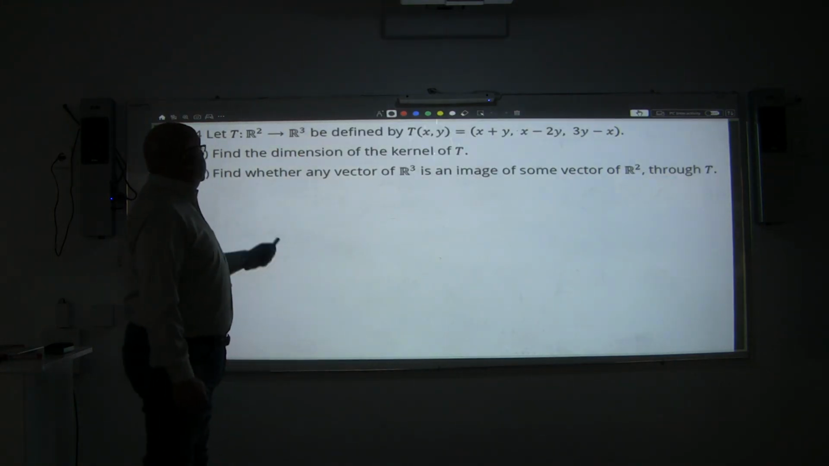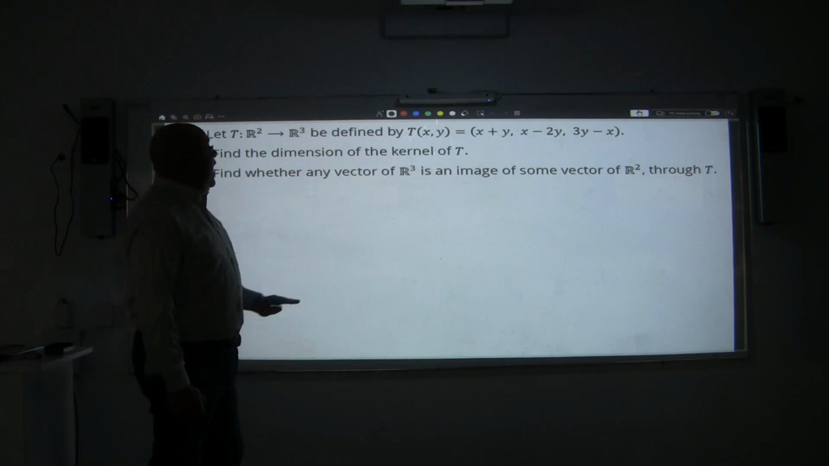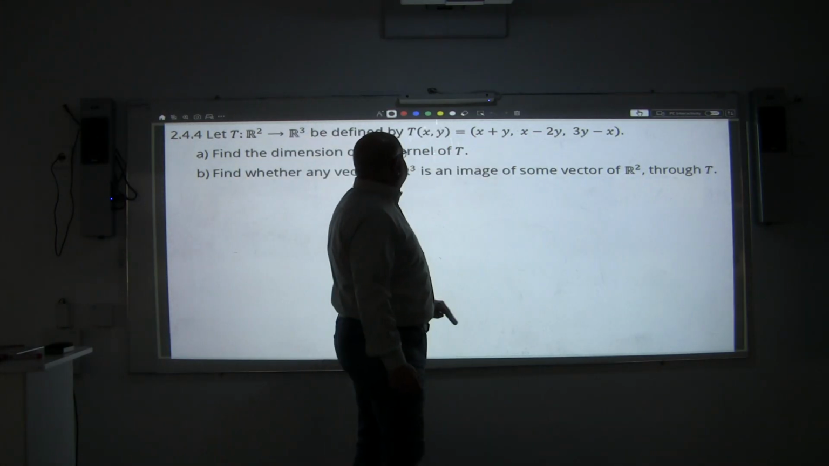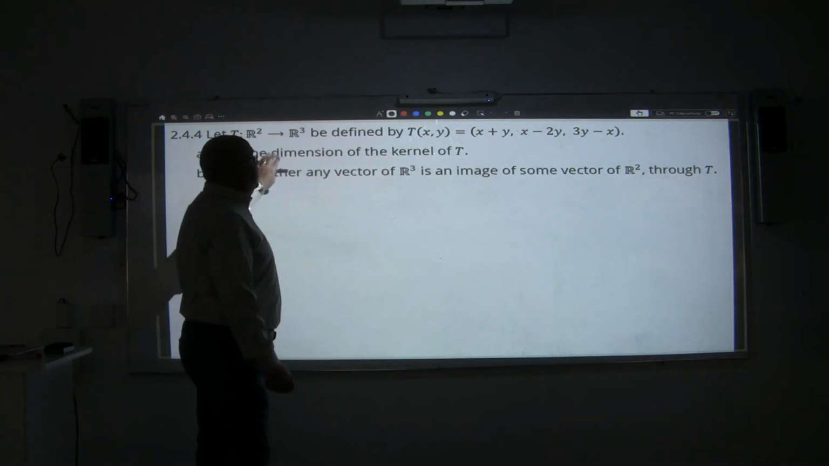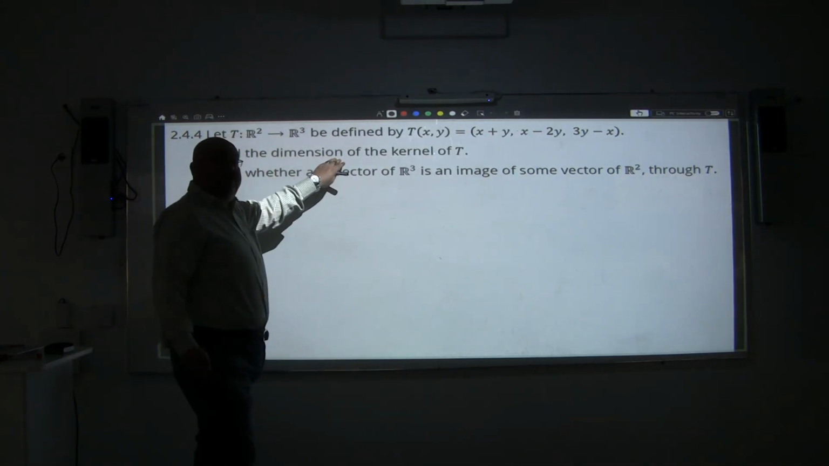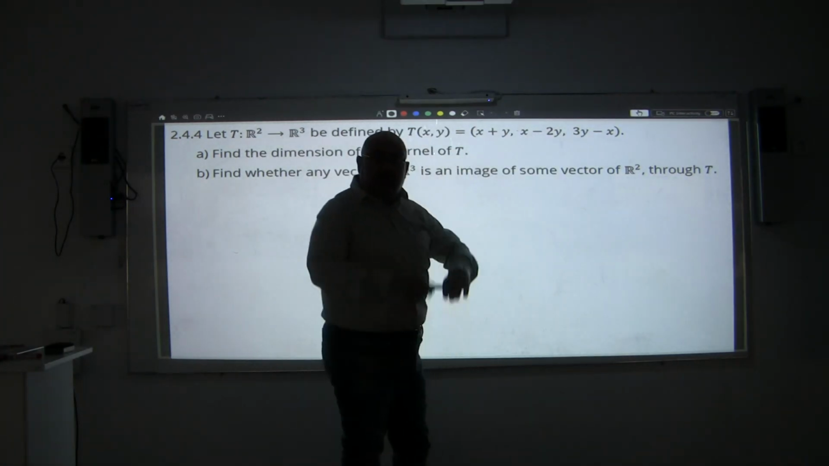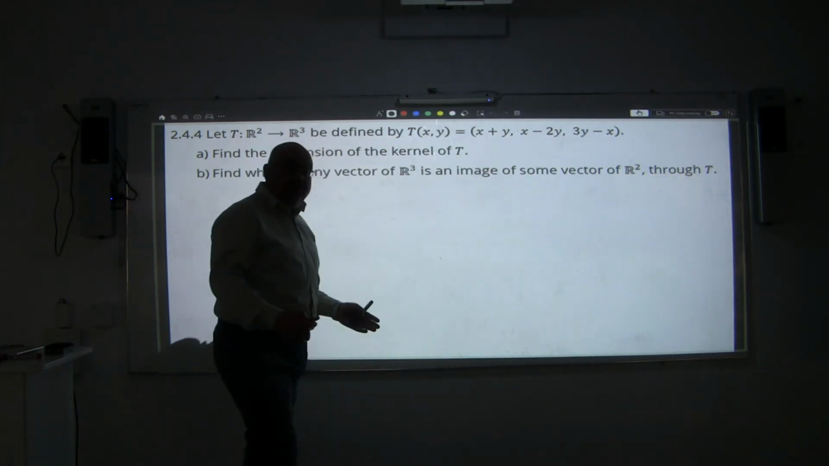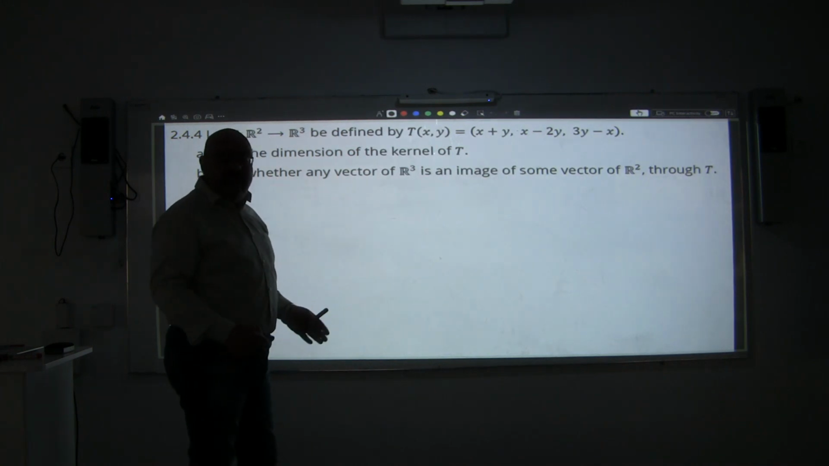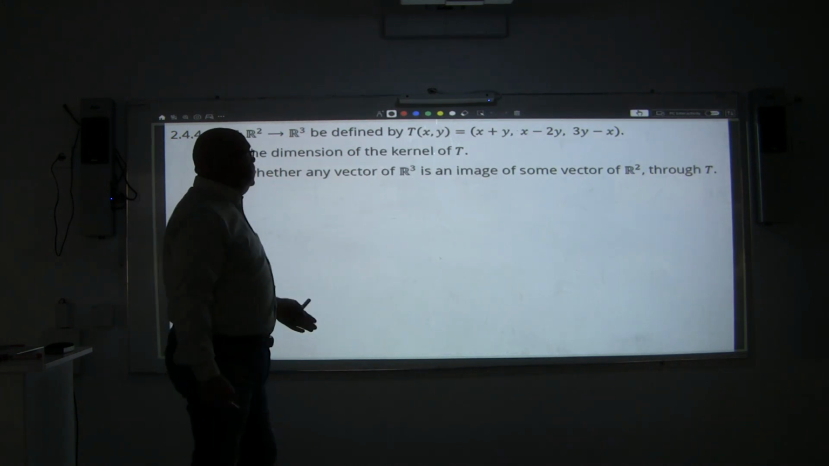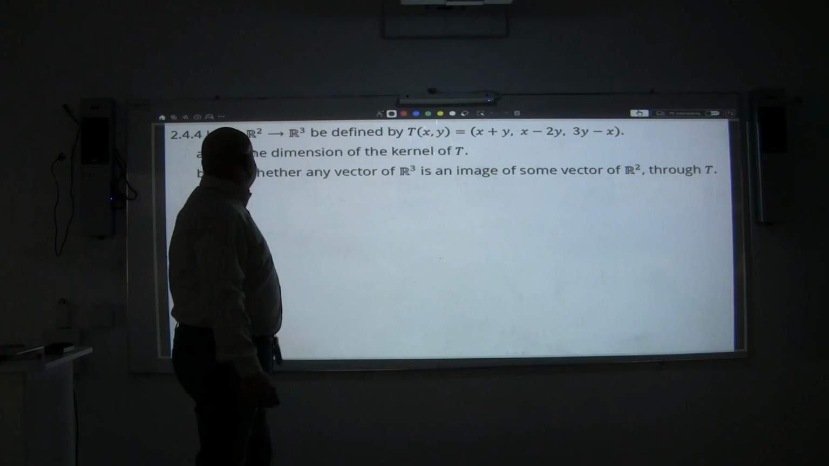This problem is about a linear transformation from R2 into R3. You will have the function of your linear transform. It asks you to find the dimension of the kernel of T, which is very simple. All I have to do is take these three equations equal to 0, put them in a system, try to solve this homogeneous system, find the rank, and find the relation connecting them. I will be able to find the kernel.